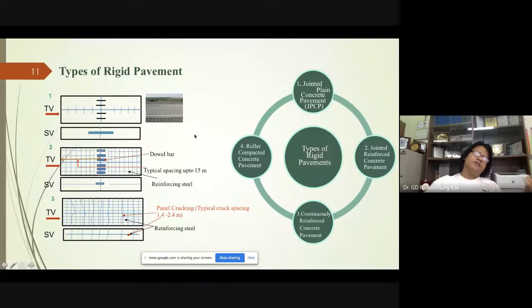Now, the functions of dowel bar and tie bars are like this: dowel bar is a load transfer device. So this is solely for load transference from one slab to another. Whereas the tie bar is not a load transfer device. It is solely provided to hold the adjacent slab firmly. So in that way, they have their own different functions.